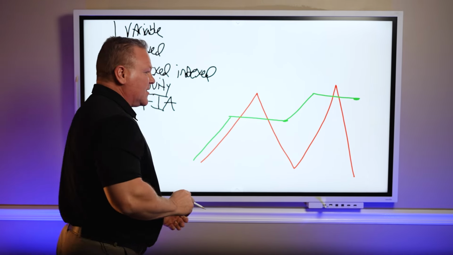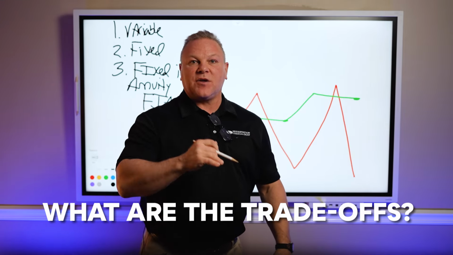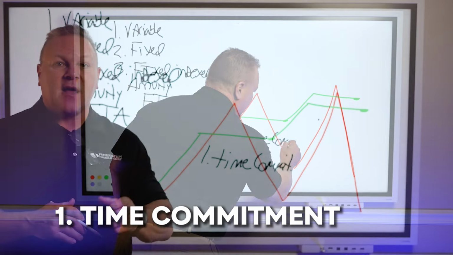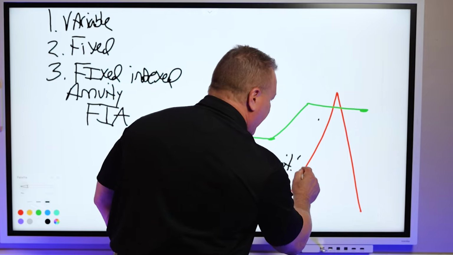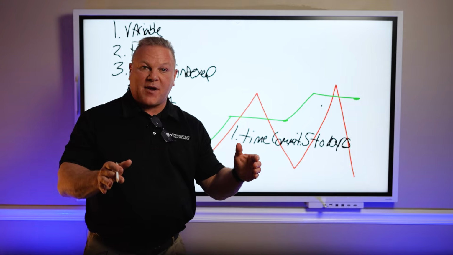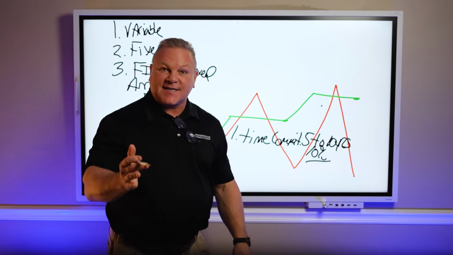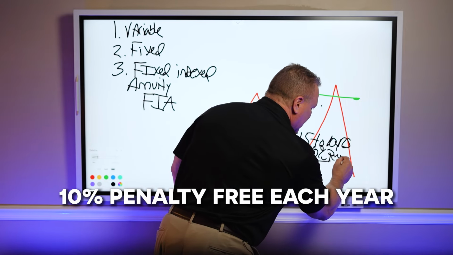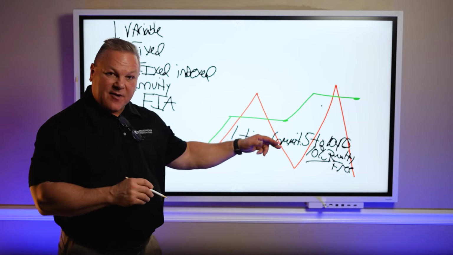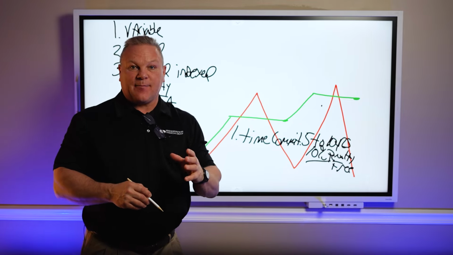Now, a lot of people would say, well, Pete, I really like the green line. Again, what are the trade-offs? Let me show you what the trade-offs are. Number one, there is a time commitment. And the time commitment works like this. It's often 5 to 10 years of length. So you have a time commitment for that period. During the time commitment, generally speaking, on most all these accounts, you can take out 10% penalty-free each and every year. So while you have a time commitment, after the first 12 months, you can begin to withdraw money and you can take out 10% per year.